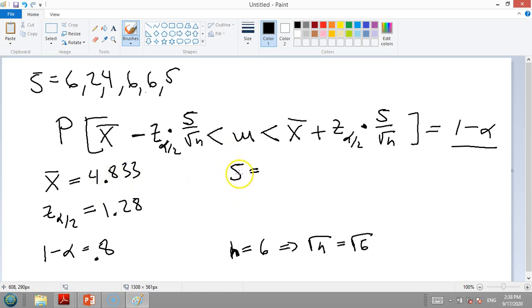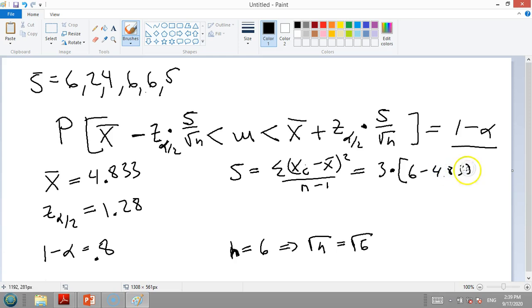And the last thing that we need is this S. What is the equation for S? It's the sum of xi minus x bar, squared, over n minus 1. I have 3 6's, so instead of writing them down, I'll say 3 times 6 minus 4.833, squared.